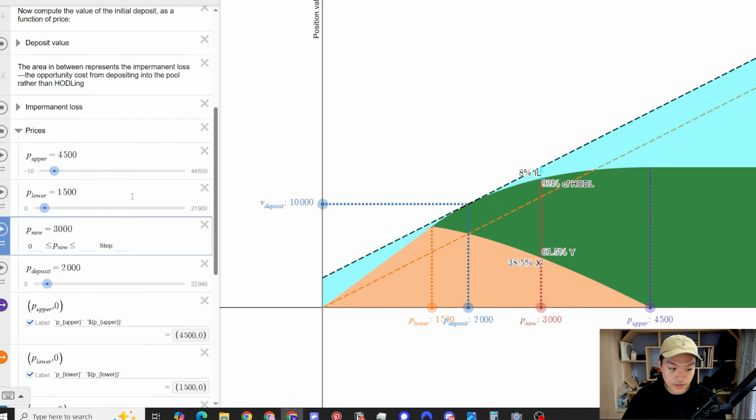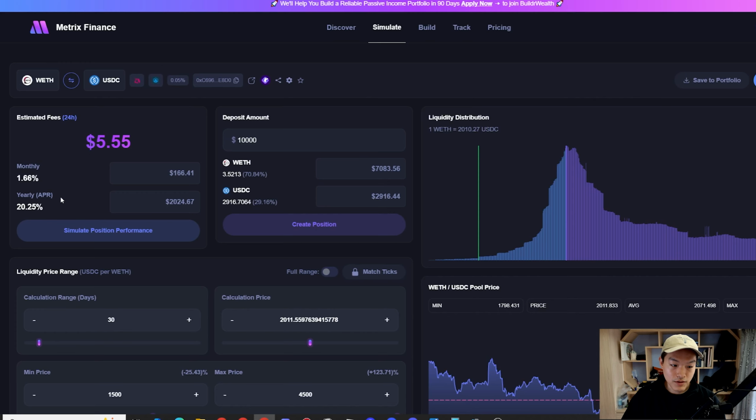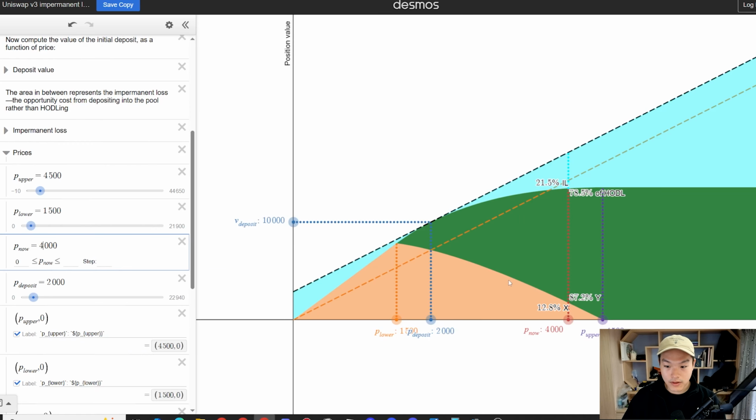But let's say the price moves to like $3,000, right? ETH pumps to $3,000. Then we're looking at 8% impermanent loss versus holding. I would have much more USDC, around 61% in this scenario. And let's say it goes to $4,000, then my impermanent loss is around 21.5%. So you can see the impermanent loss is greater than the APR we had, right? We had 20% APR back in Metrics Finance, and here on the impermanent loss calculator it's 21%.